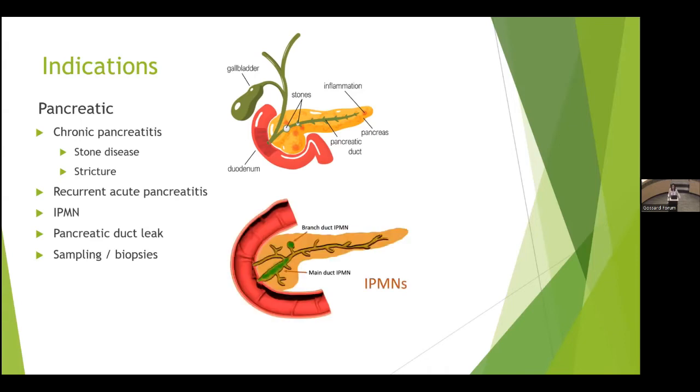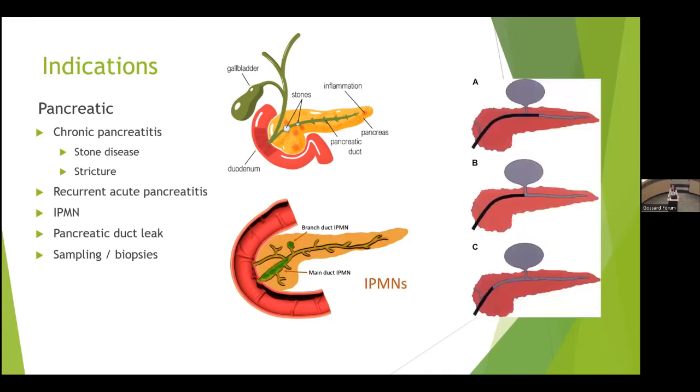IPMNs are mucinous neoplasms that are precancerous. Most of the time they do not turn into cancer, and they're often incidentally found. IPMNs can be found in the side branches of the pancreatic duct or the main duct of the pancreas. For our purposes, if a patient has a main duct IPMN, we may go in with an ERCP, put a stent into the pancreatic duct to drain that, sample it, get a diagnosis as a bridge likely to surgery.